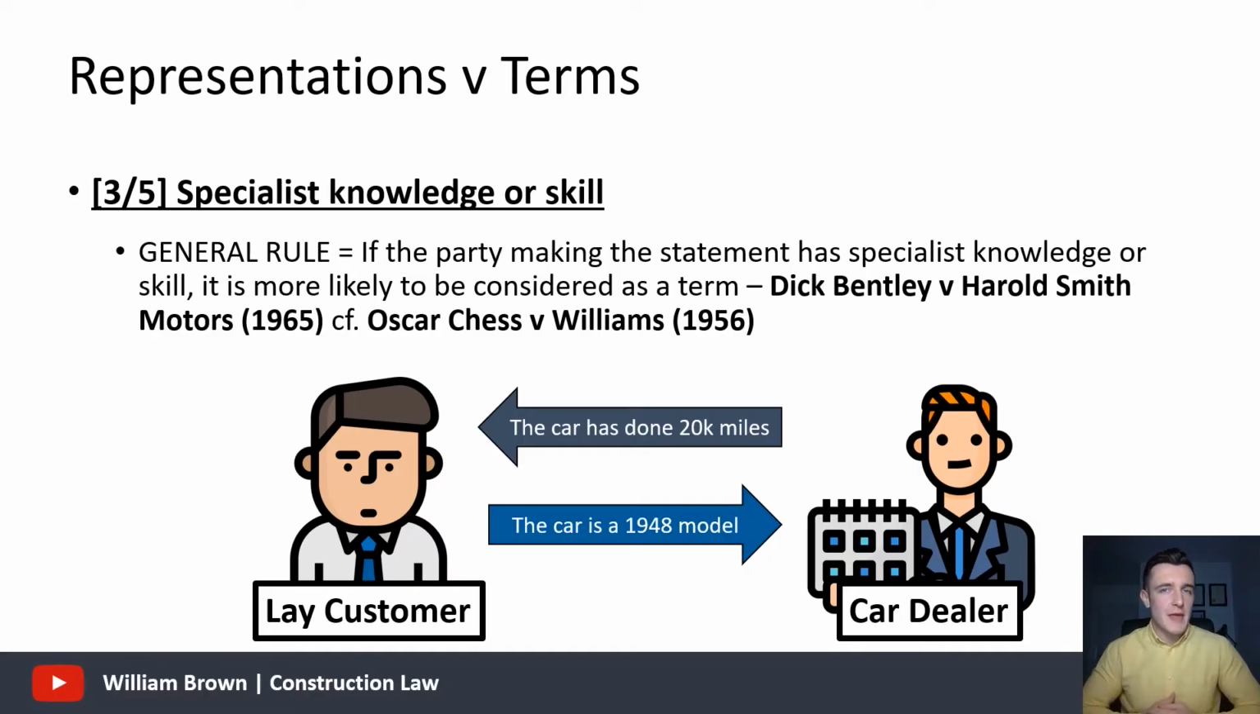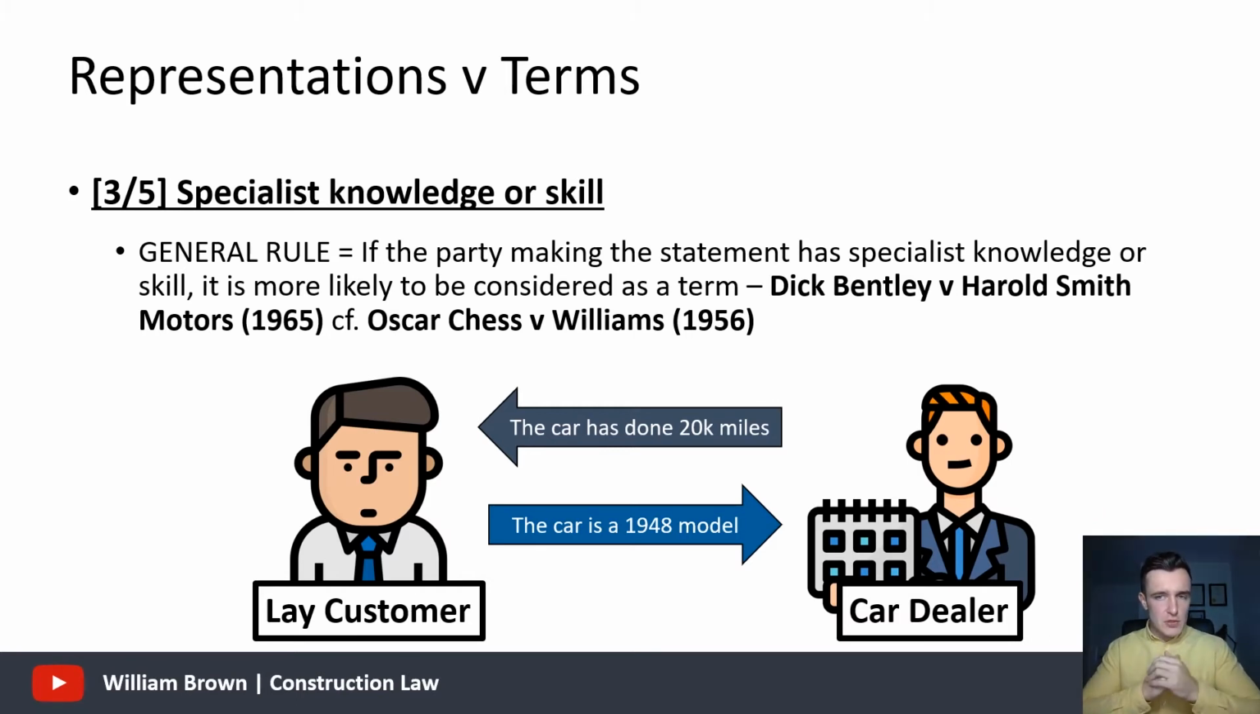Our third factor then is all about the specialist knowledge or skill of the person making the statement. So the general rule here is, if the person making the statement has got specialist knowledge or skill about the content of that statement, then that statement is more likely to be a term of the contract as opposed to a representation. So if I am really knowledgeable about the statement that I am making, it is more likely that my statement will be a term as opposed to a representation.